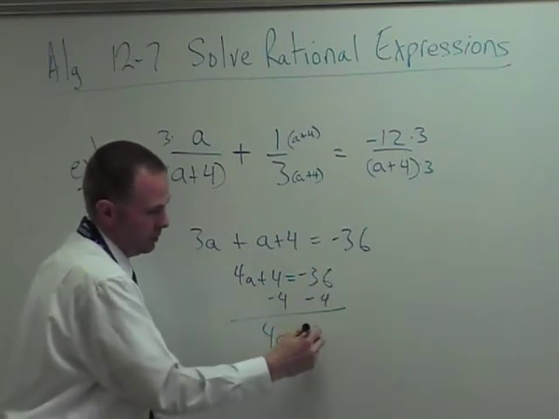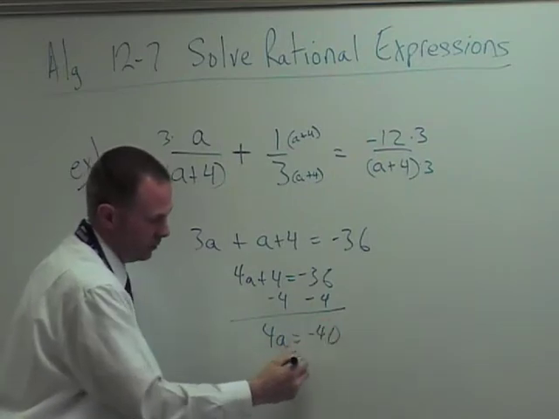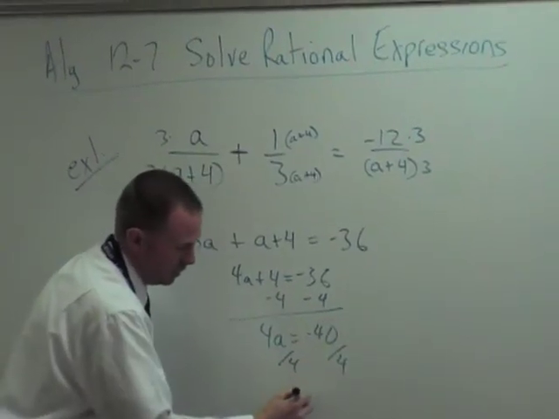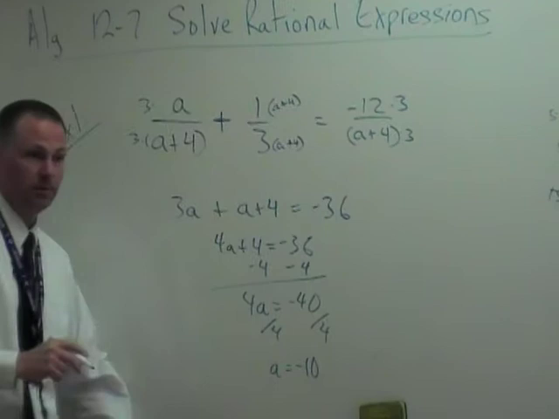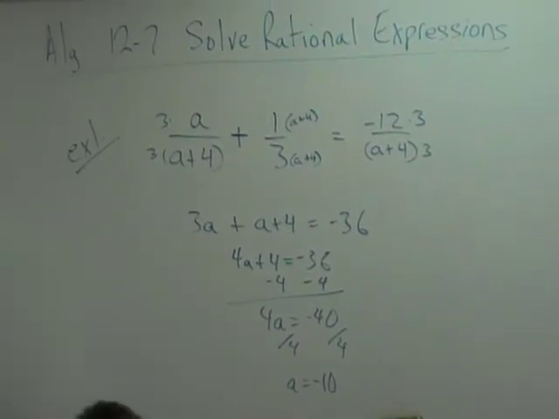4a equals negative 40. Divide off the 4. A equals negative 10. Is that what we said? Yeah. We got it right.